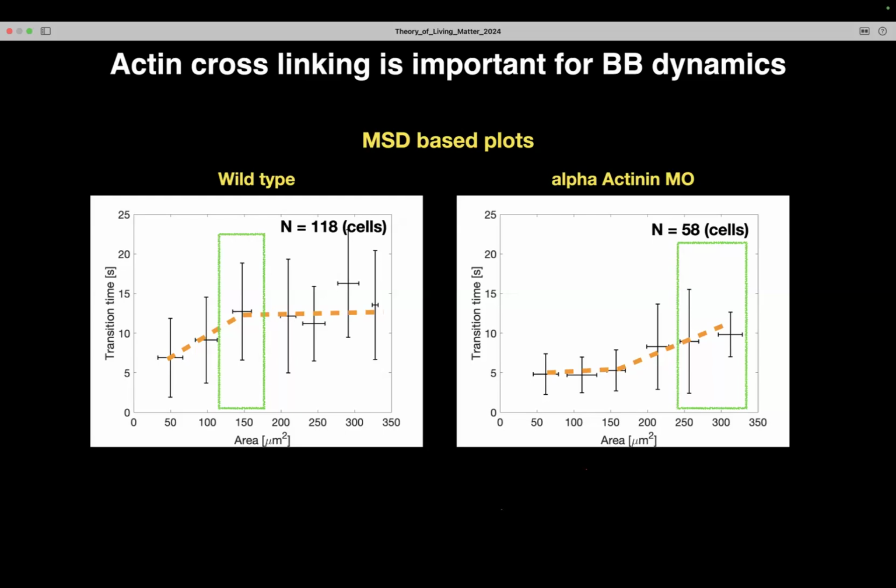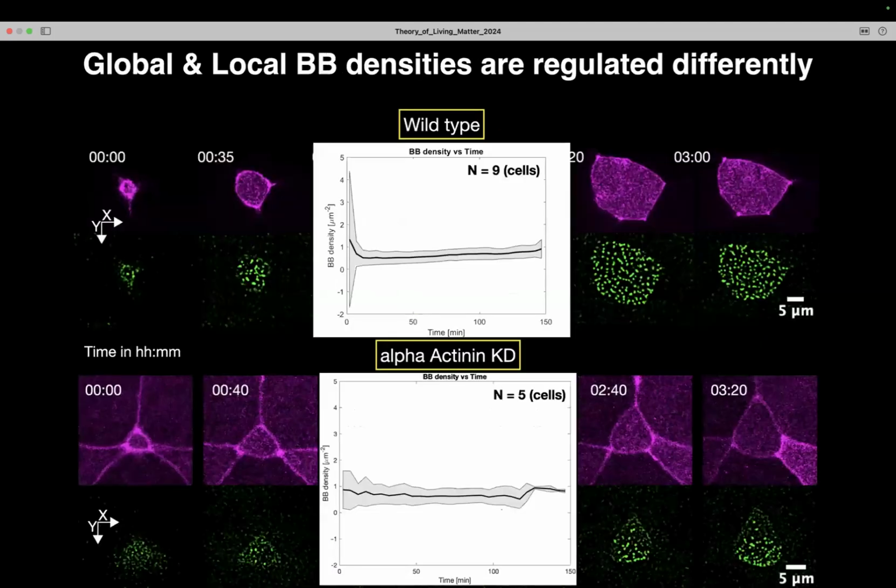The very first thing you notice here is that this transition time is much faster in the alpha-actinin 1 knockdown. This would suggest that there is not so much cross-linking happening in the knockdown condition as opposed to the control situation.